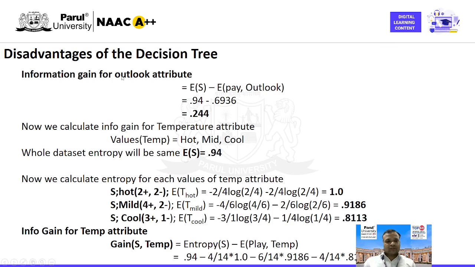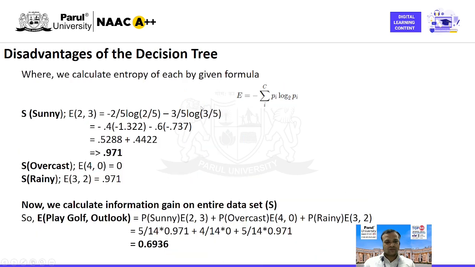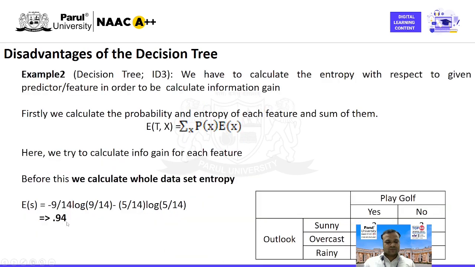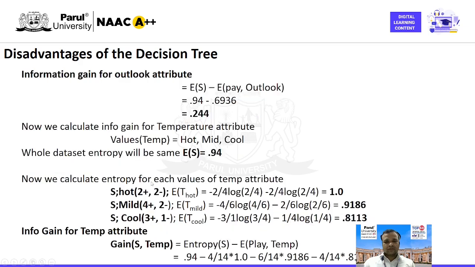Okay, so information gain for the outlook attribute: total entropy you have already calculated for the total sample, 0.94. From 0.94 you subtract the entropy of play at outlook, which you calculated as 0.6936. After subtracting you will get 0.244. Okay, so this is the way to calculate the information gain for particular features.